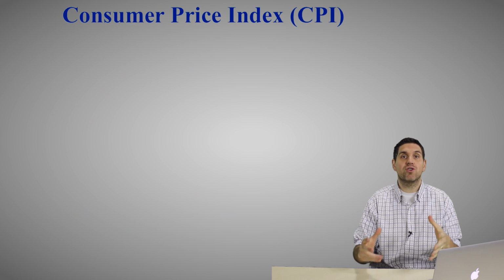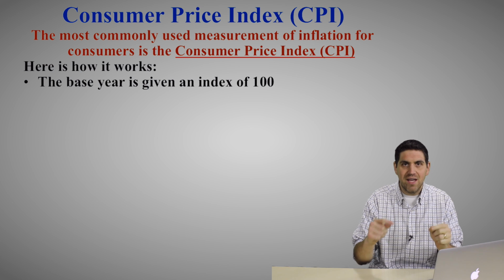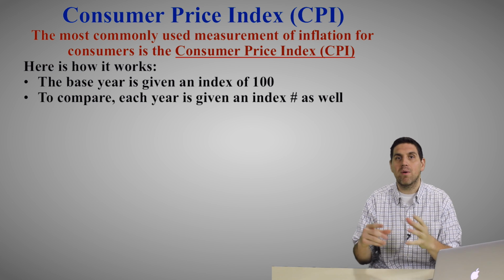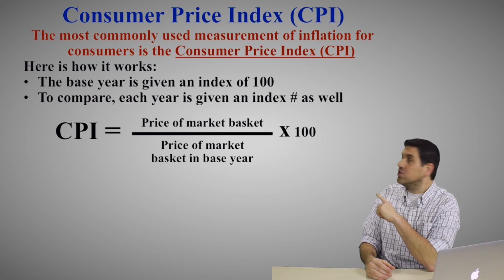The most commonly used measure of consumer prices is the consumer price index. Now, here's how it works. The base year is given a number of 100, and then every number after it or before it is also given an index number. Now, there's an equation. Here's the equation.